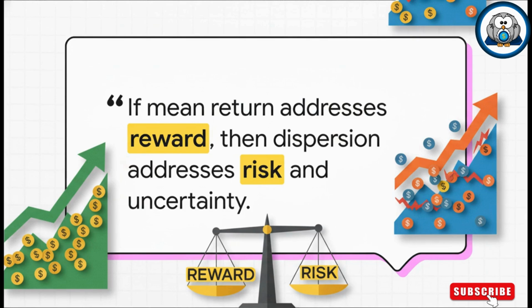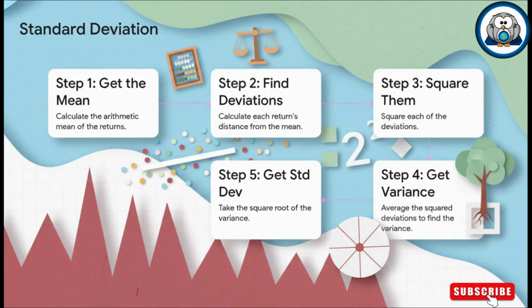Dispersion is the variability around the central tendency. Dispersion is just a fancy way of saying how spread out all the data points are. So, if the mean return is all about the reward, then dispersion is all about the risk. And this is so important because you can have 2 funds with the exact same average return, but one could be a nice smooth ride and the other could be, well, a much, much bumpier one. So how do we measure this wobble?